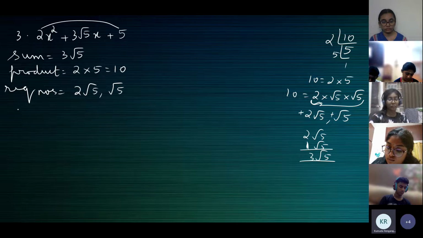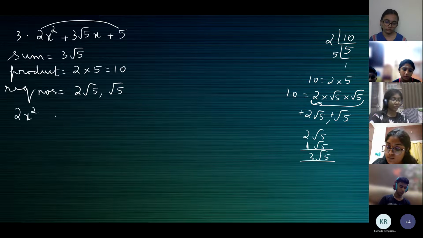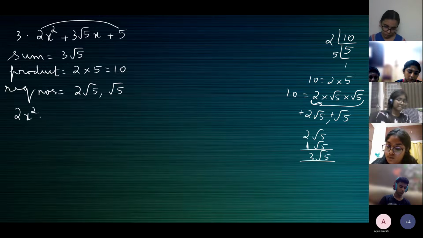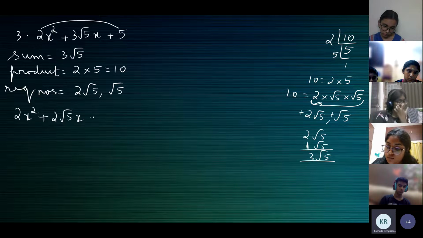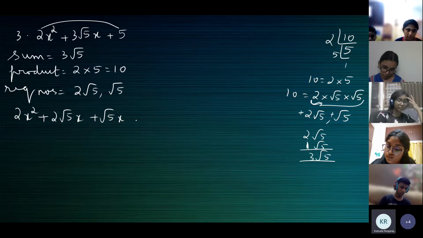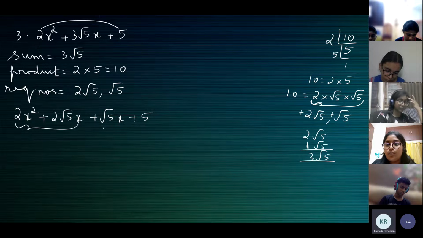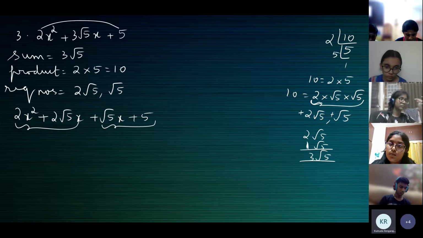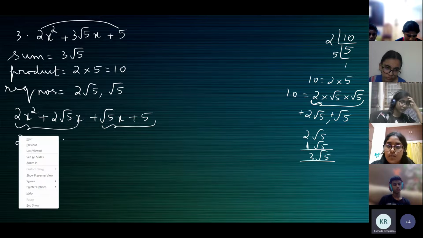Yeah, now next, write 2x squared. Split the middle term. So it will be plus 2 root 5x plus root 5x, correct? Plus 5. Group the first two terms, group the last two terms. What is common between the first two terms? 2x, ma'am.